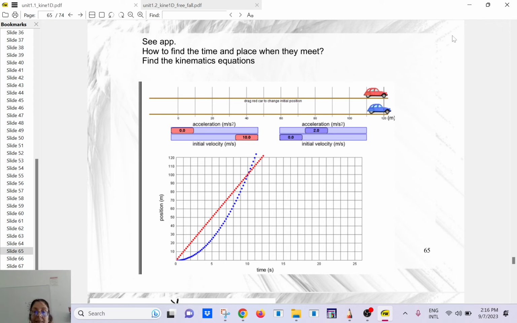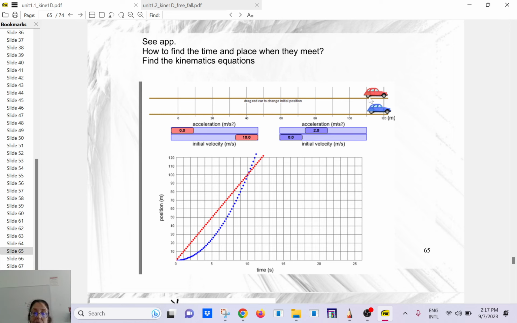So in that case, it's a typical problem. Which car is moving at a constant velocity, the red or the blue? The red, very good, because you have a line. So if position versus time is a line, that means it's moving at a constant velocity. Same direction, same speed. What about the blue? Speeding up, very good. You have a parabola up.